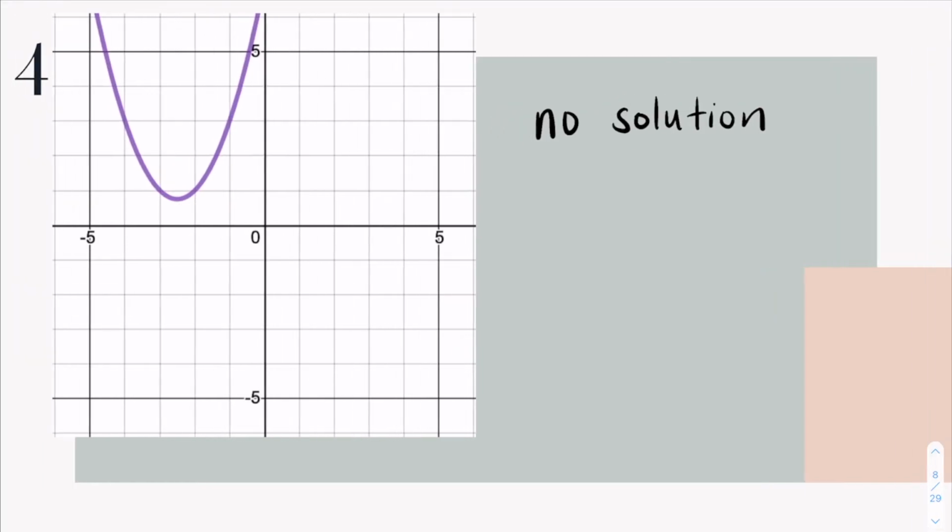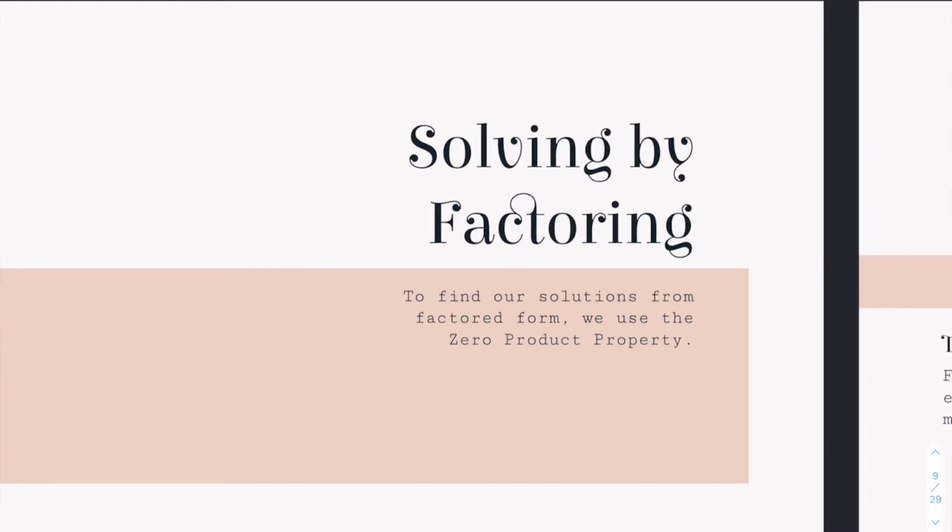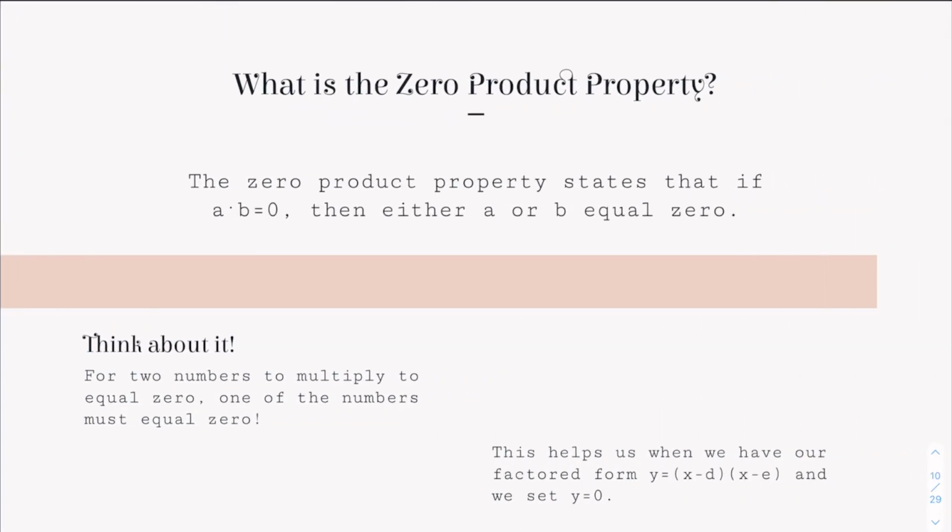Now let's look at solving quadratics by factoring. To find our solutions from factored form, we use the zero product property. The zero product property states that if a times b equals 0, then either a or b will equal 0. Think about it. For 2 numbers to multiply to equal 0, one of those numbers must equal 0.